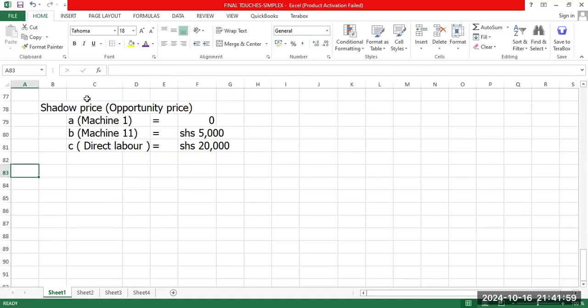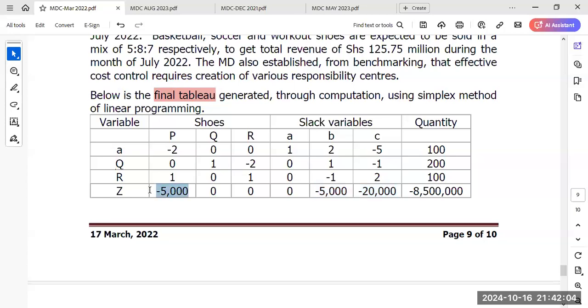So the last part I can talk about this. Remember, we achieved the objective without producing what? P. Now you see there is negative 5,000. What does this one mean? It actually means that if product P is produced, remember we have achieved the objective without producing P.